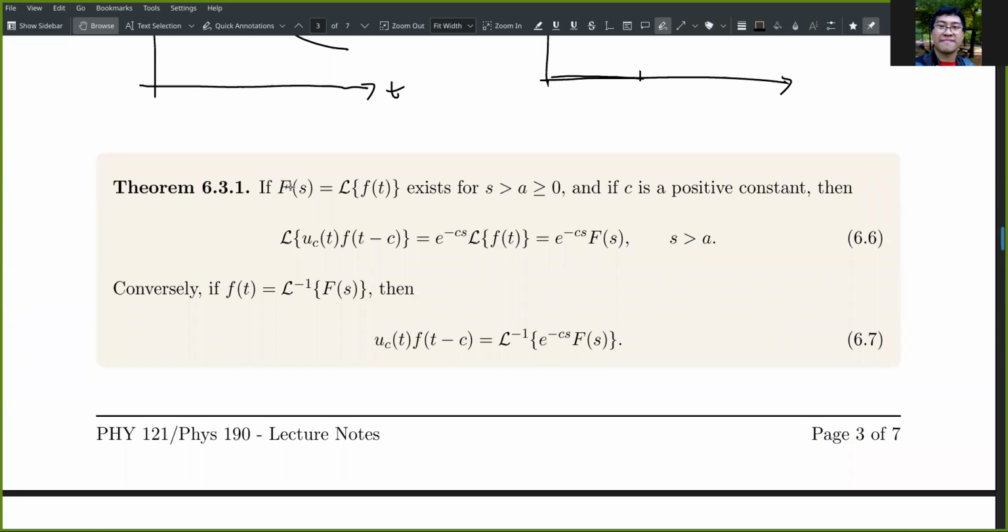Theorem: if F(s) is the Laplace transform of f(t), it exists for s greater than a greater than or equal to 0. If c is a positive constant, then the Laplace transform of the unit step function times f(t minus c) is simply e to the minus cs times the Laplace transform of f(t). If the Laplace transform of f(t) is F(s), then we can write it like this. By taking the inverse, we can then write u_c(t) f(t minus c) as the inverse Laplace of this.